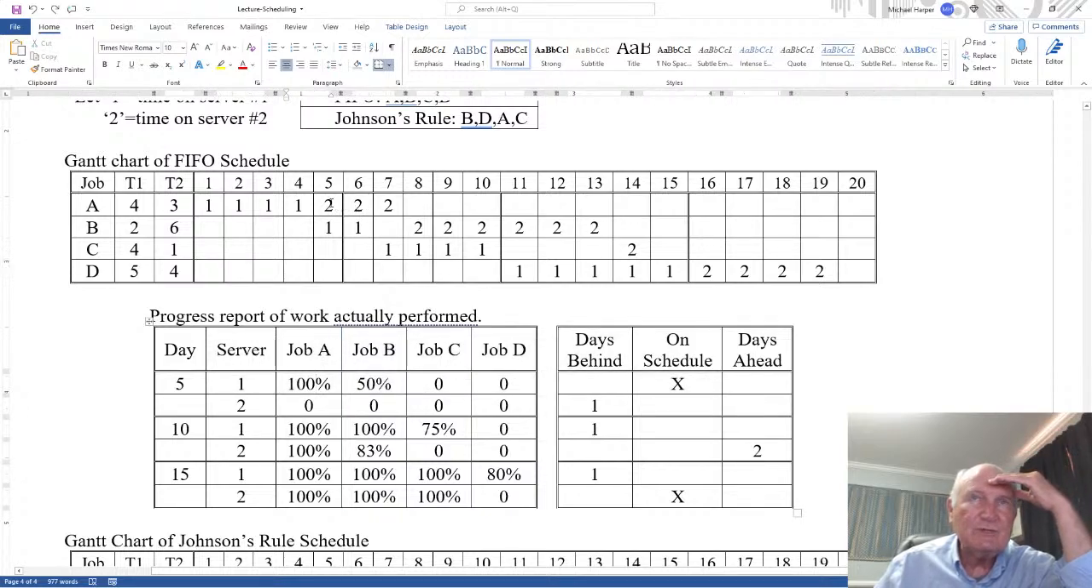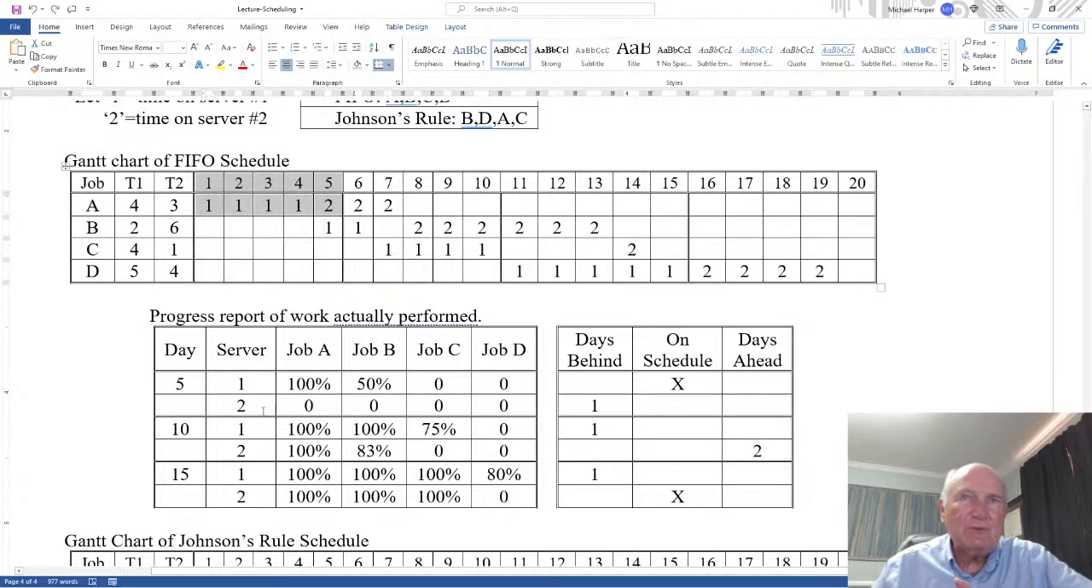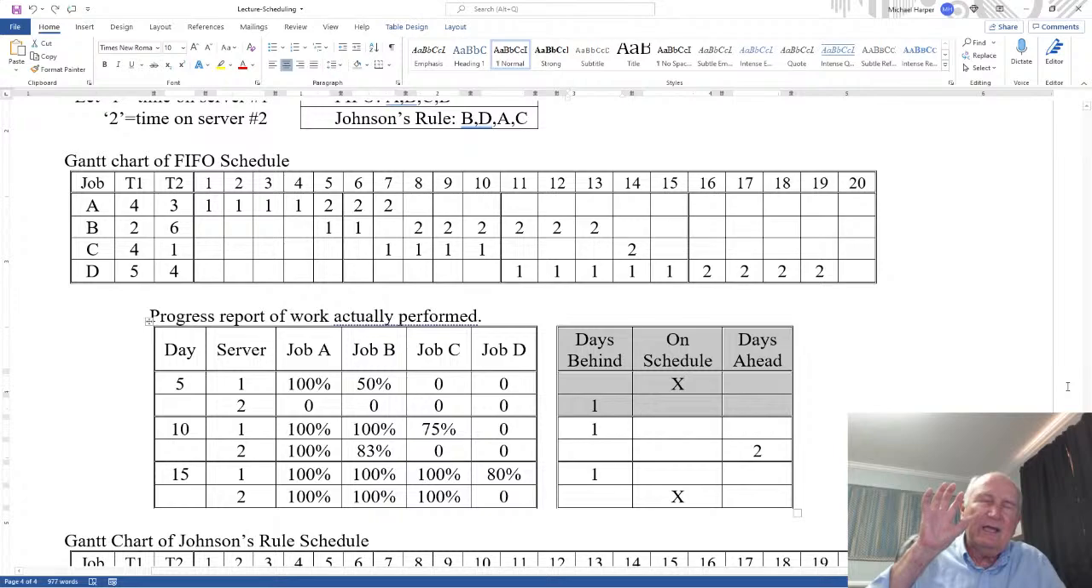But what about server 2? Well, at the end of day 5, server 2 should have 1 out of 3 days done. It reports 0. So server 2 is 1 day behind schedule. So this chart here can tell you after 5 days who's on schedule, who's ahead of schedule, who's behind schedule. It's a summary.